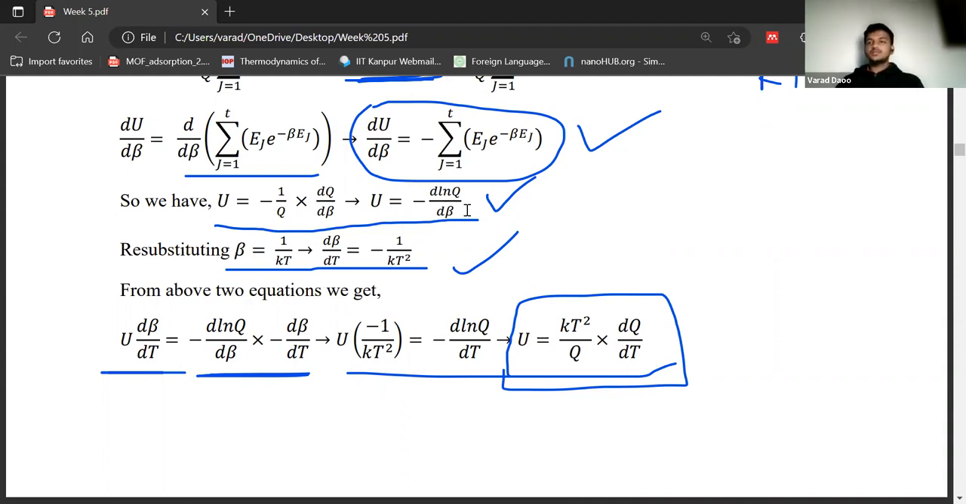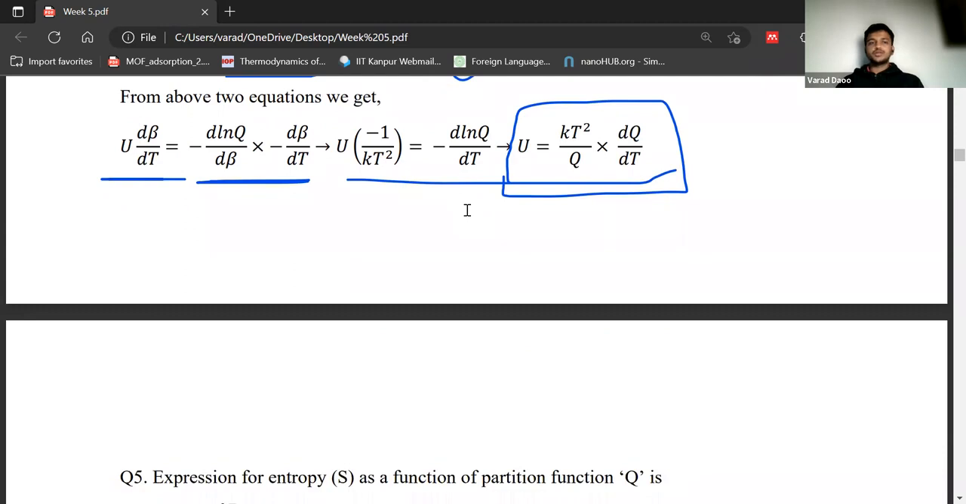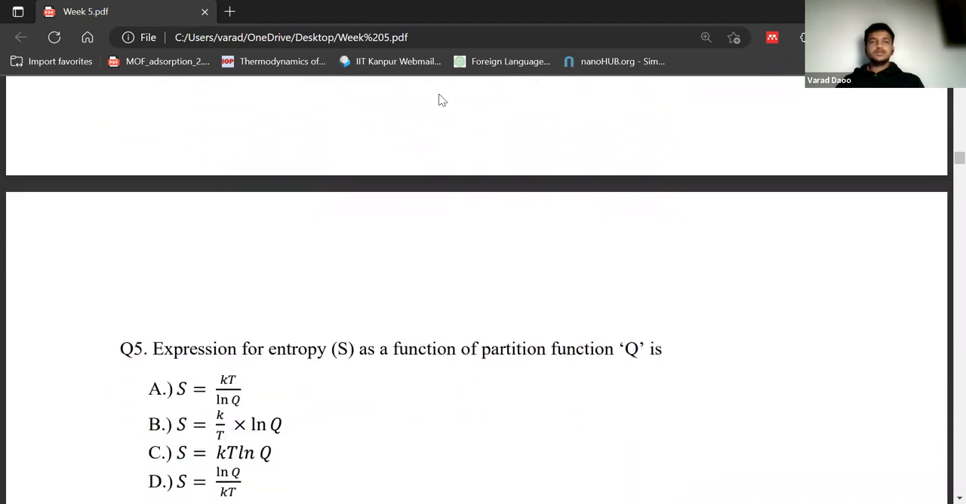Okay, so nobody has any questions. Then we'll move on to the next question, right? Right. So the next question is this: the expression for entropy.